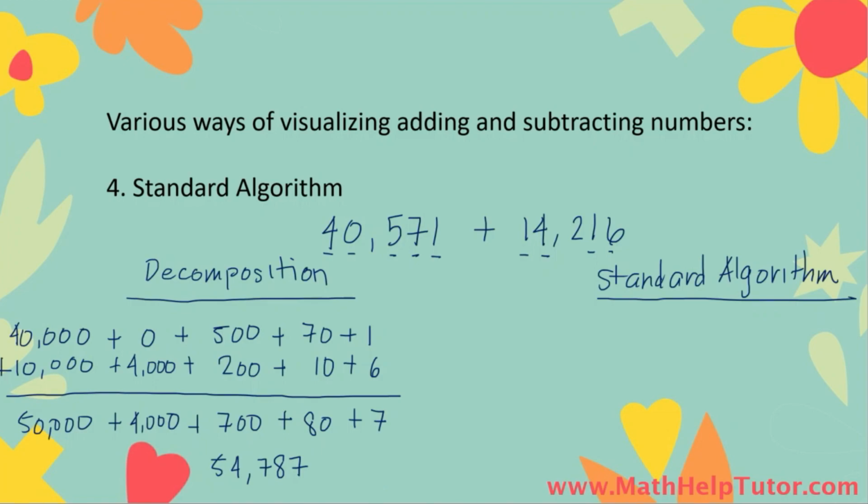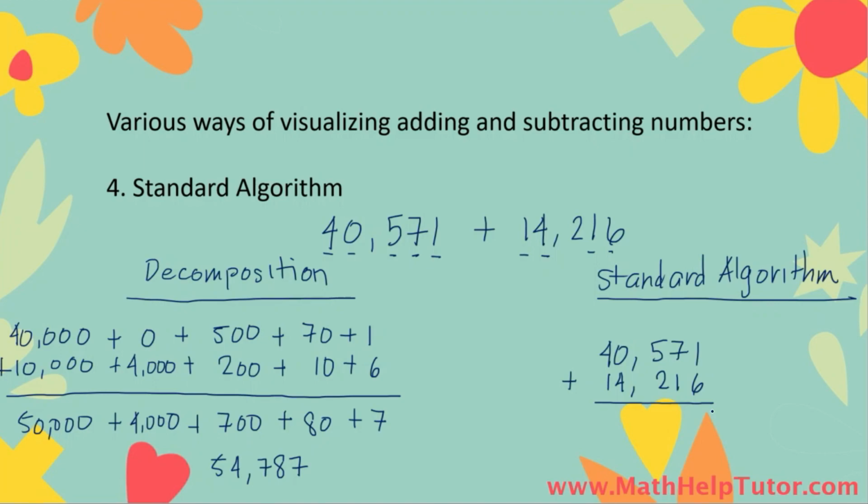When we use the standard algorithm, this is understood already, and there's no need to decompose all the different digits and places. It is assumed that you understand that this is a shortcut of the decomposition method. So to use the standard algorithm, we write the numbers that we are adding. That's 40,571. And then under it, we write the other number, 14,216. Put a line under the second number.